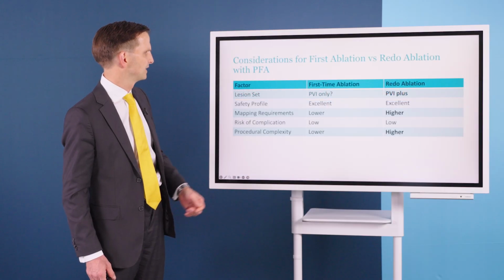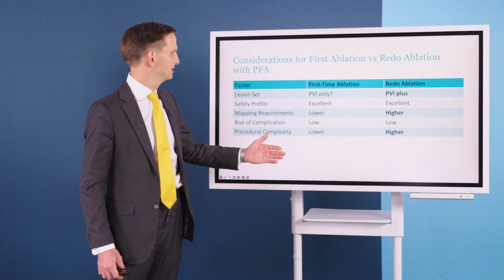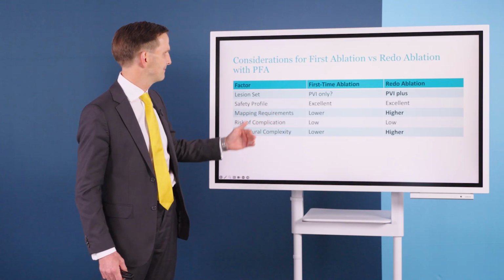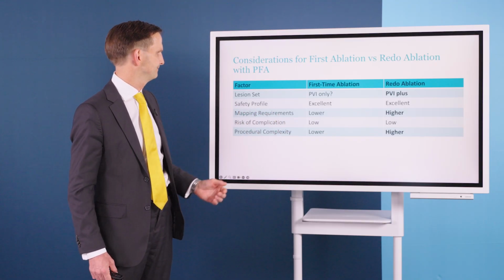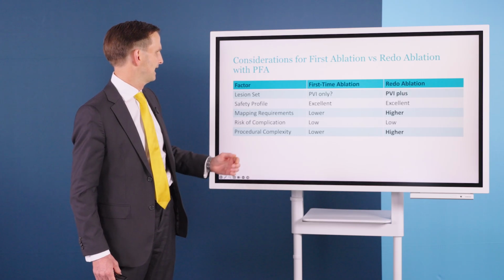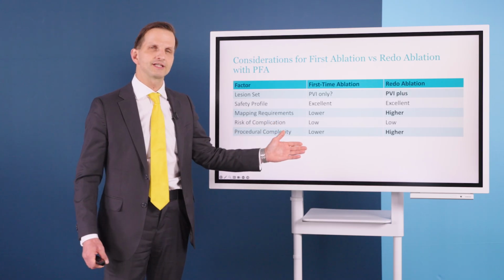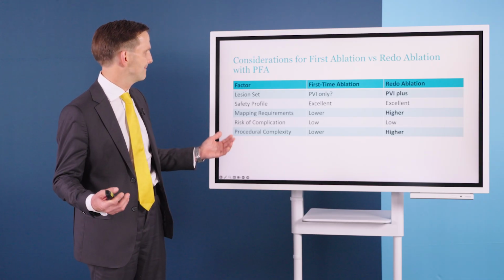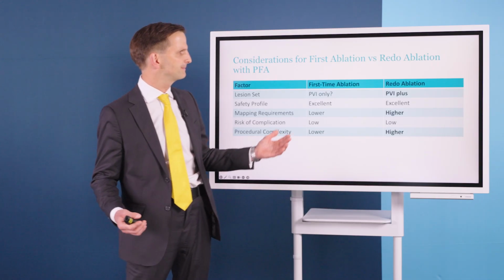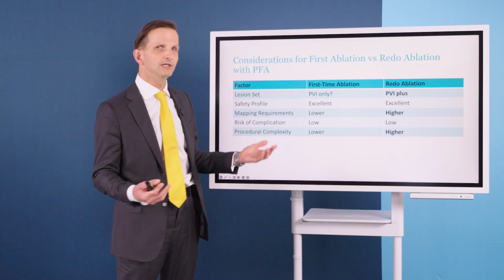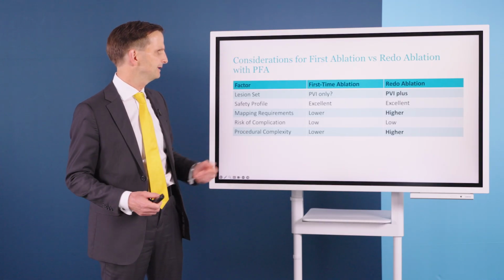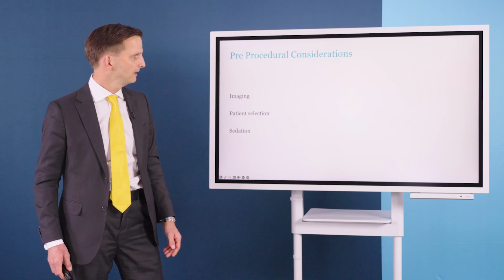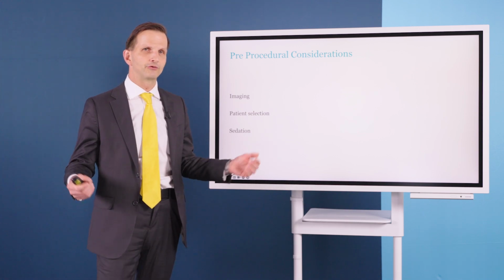In addition, in first-time ablations, you may or may not use a mapping of the left atrium, and the procedure is typically not as complex. Whereas if you perform a repeat ablation, a mapping of the left atrium is mandatory. You need a high resolution mapping, and the procedure is typically more complex. What else do you have to consider?